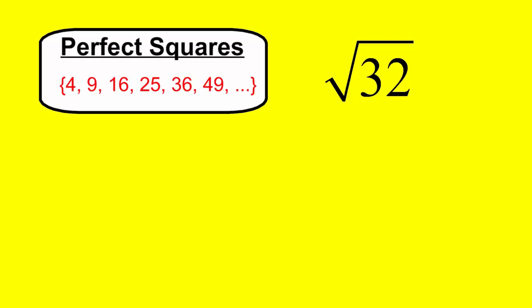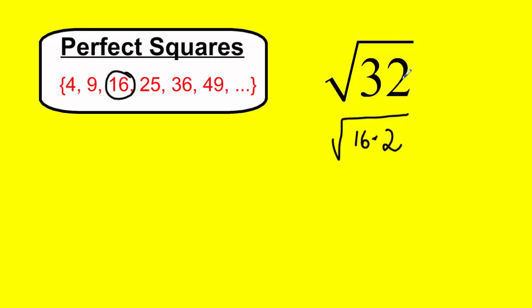Alright, let's look at this example here. Here it says the square root of 32, so we're going to simplify this number. I noticed that 32 is not a perfect square, it's not in this list. So the next question I ask myself is, do any of these numbers divide into 32? And by looking at this list, I already know that 16 goes into 32. So I'm going to rewrite this in my next step as 16 times 2.